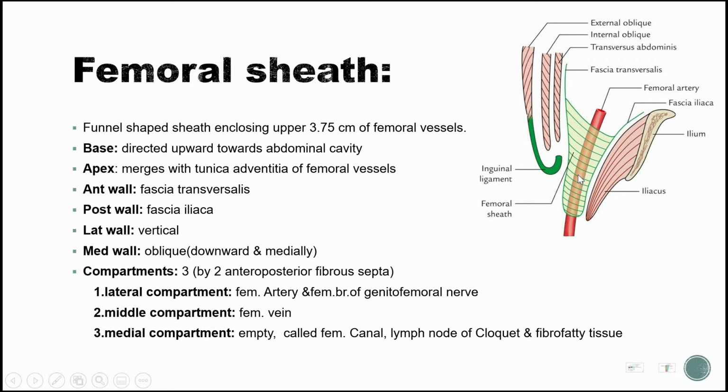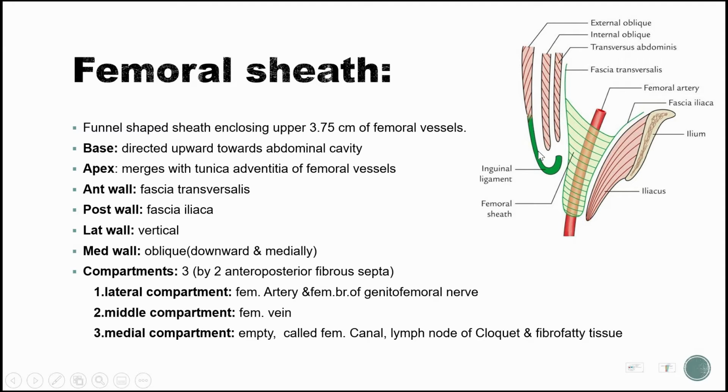Okay, so the next thing which we are going to talk about is the femoral sheath. The femoral sheath is the prolongation of the fascial lining of the abdomen into the thigh, and it encloses the first or upper 3.75 centimeters of the femoral vessels. The shape is funnel shaped, and we have the following aspects. We'll talk about the major parts like the base, apex, the anterior, posterior, lateral wall, medial wall, and the compartments of the sheath. So starting with the base.